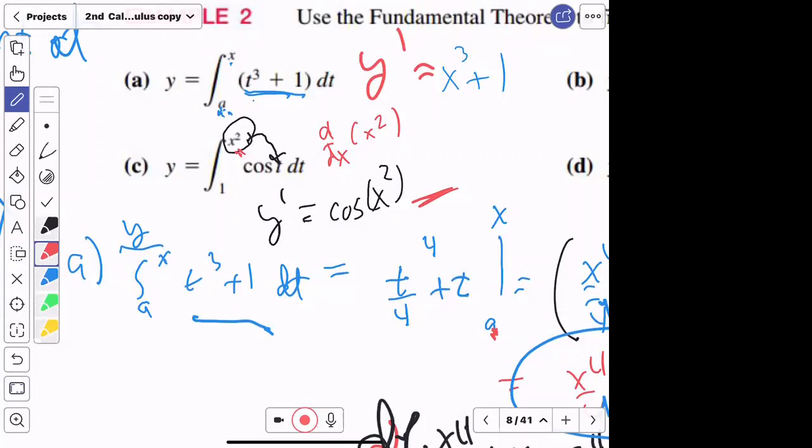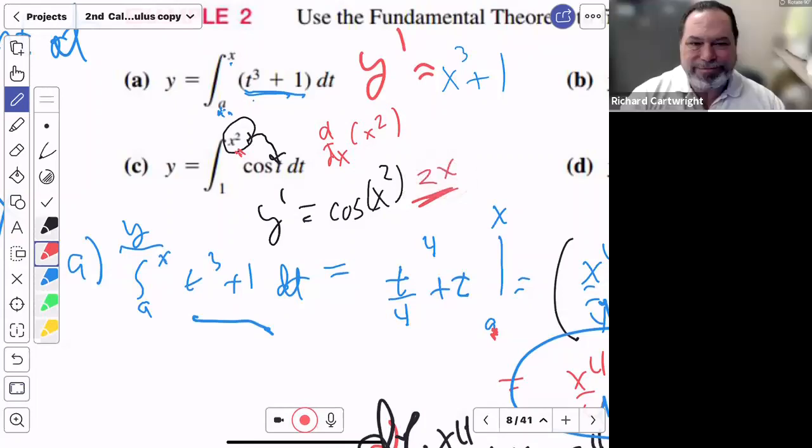Nobody? Isn't it 2x? 2x, because here's the deal. If you're integrating t, you have to have the derivative of t, which is dt. We called it the differential before, but it's 1 dt. So this is going to be with respect to x. So now I'm going to have the derivative of my functional part, which was 2x.